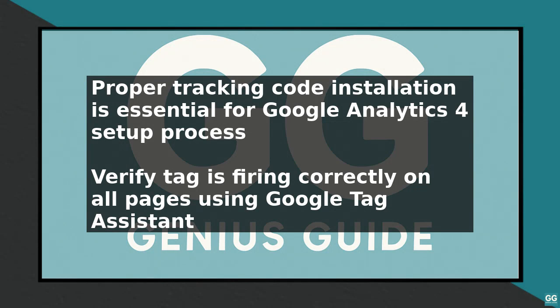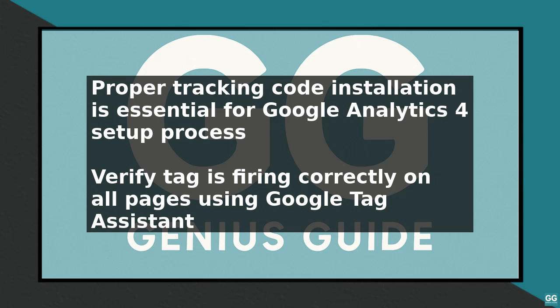To set up Google Analytics 4 correctly, it is essential to understand common issues that may arise during the process. The first step is to ensure proper tracking code installation. This involves placing the Google Analytics 4 tag in the header section of your website, typically using Google Tag Manager. Verify that the tag is firing correctly on all pages by using the Google Tag Assistant or the Debug View feature in Google Analytics 4.